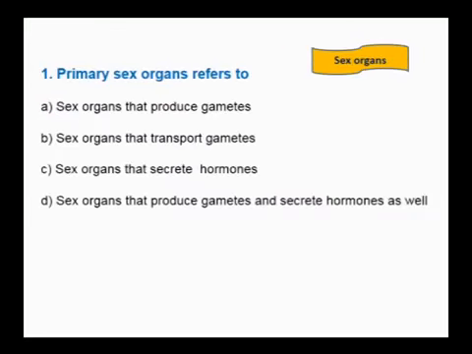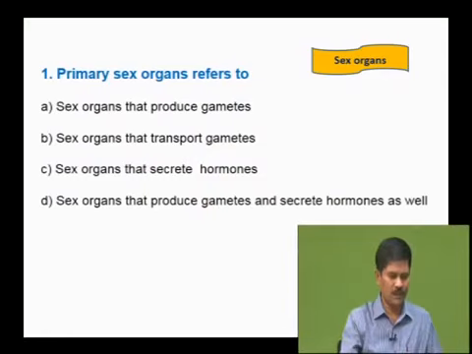So that's the synopsis part. After the synopsis part, okay, some model questions from this chapter we will discuss. Look at the first question. Primary sex organs refers to. I told this in the synopsis first. Sex organs that produce gametes, this is a function of a primary sex organ. Sex organs that transport gametes, this is a function of a secondary sex organ. So it does not belong to this question.